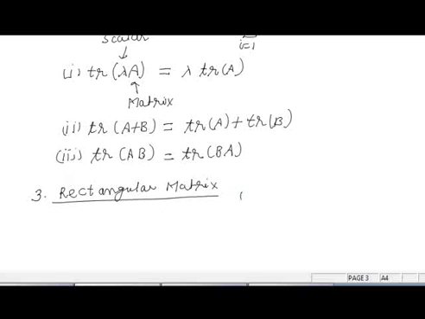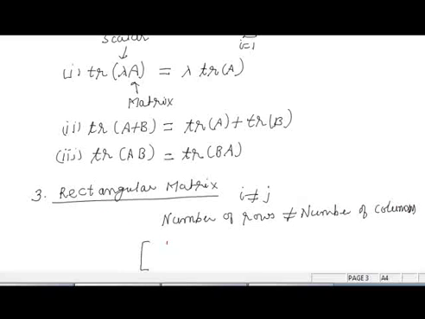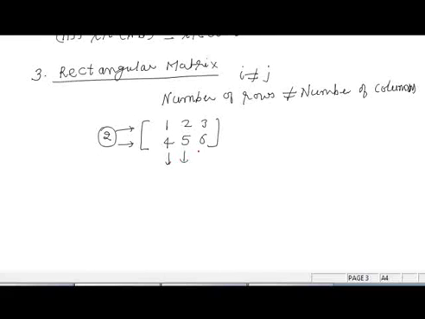So here i is not equal to j, which means the number of rows is not equal to the number of columns. Then it is called a rectangular matrix, and the example can be written as 1 2 3 4 5 and 6. So it has two rows and three columns. So the order of the matrix is 2 by 3. These are not equal, so that's why it is called the rectangular matrix.